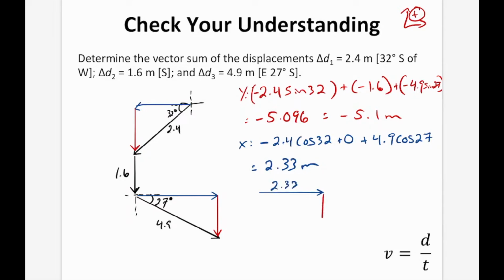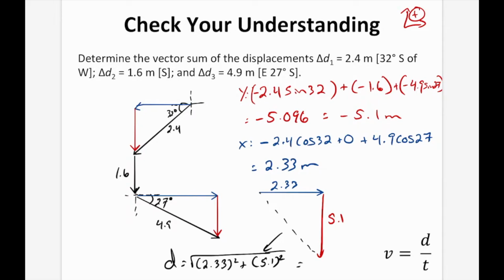2.33, 5.1. And then we're going to draw our hypotenuse. We're going to solve for our displacement. Displacement is going to be the square root of 2.33 squared plus 5.1 squared. Again, you don't need to worry about those negative signs. That just tells us the direction that they're going to go.